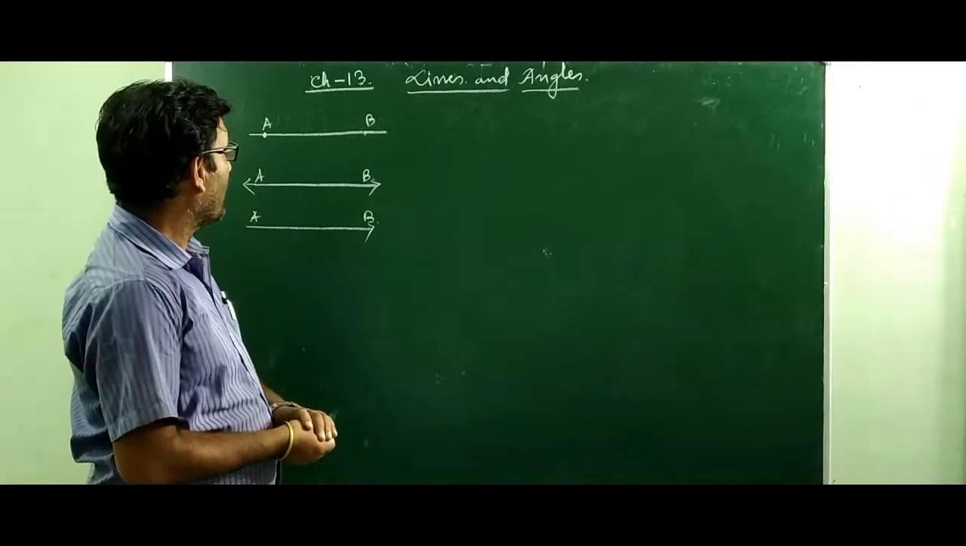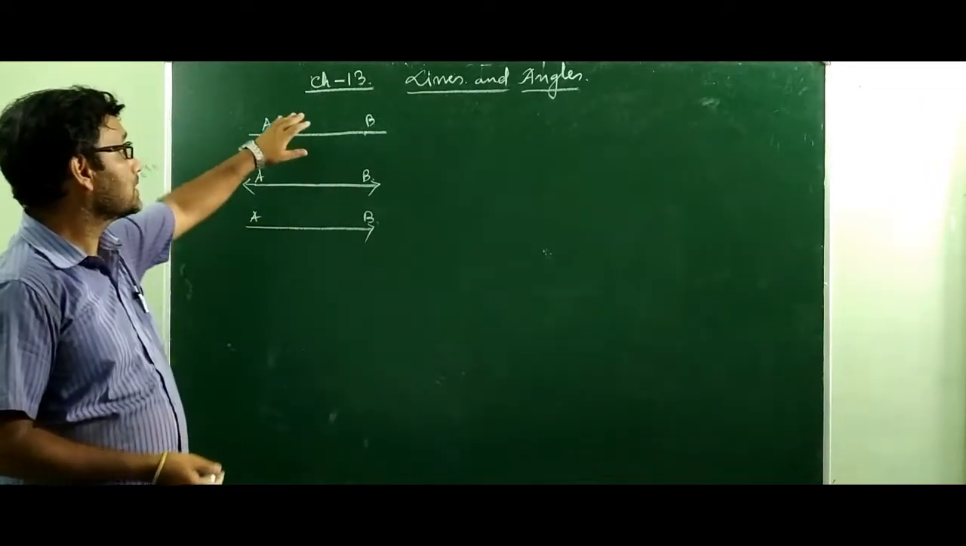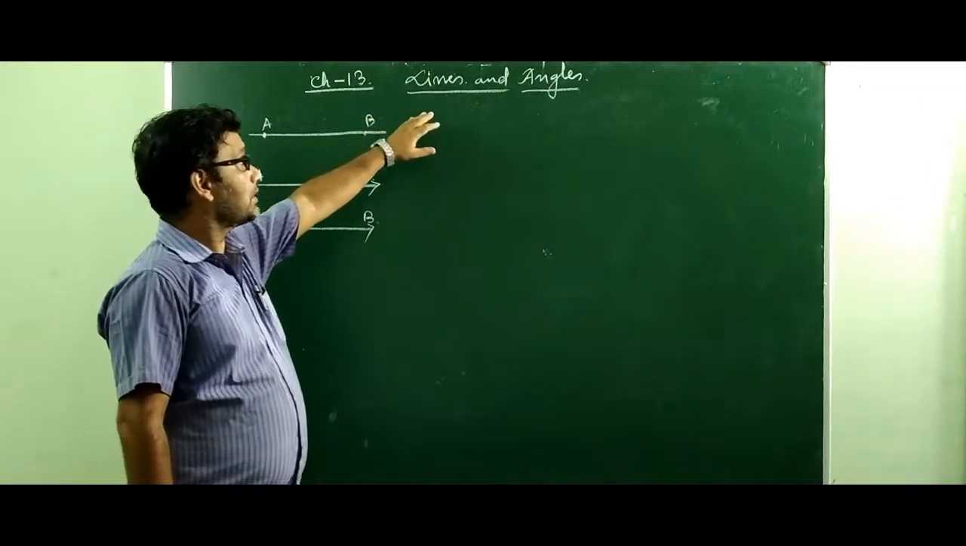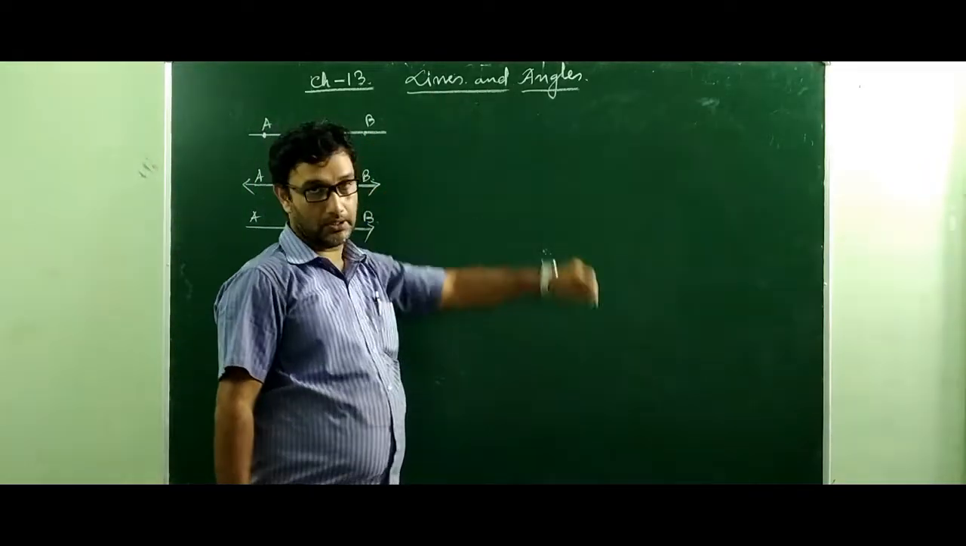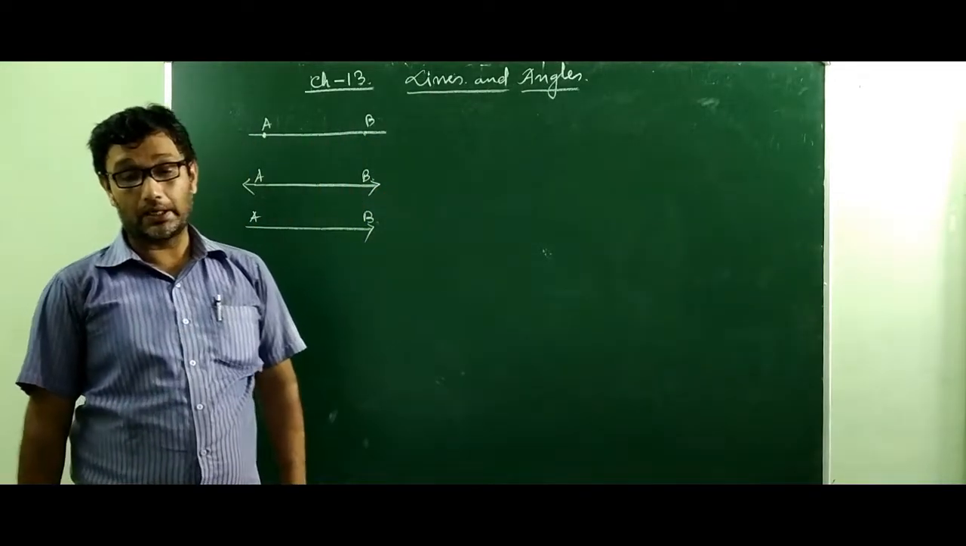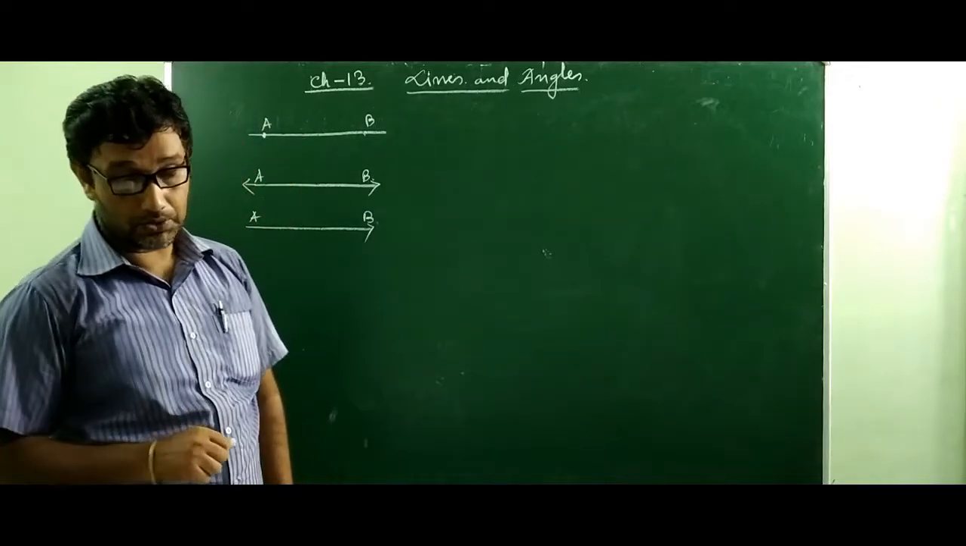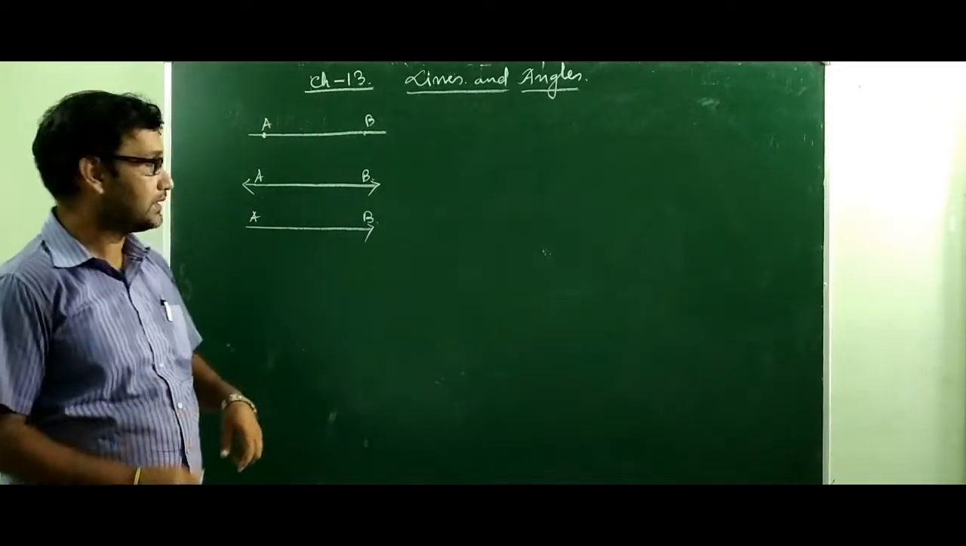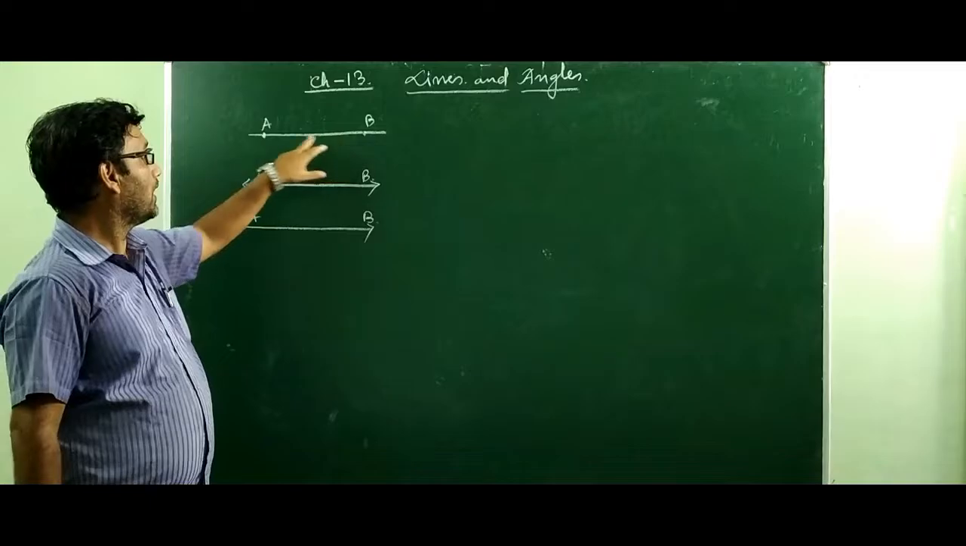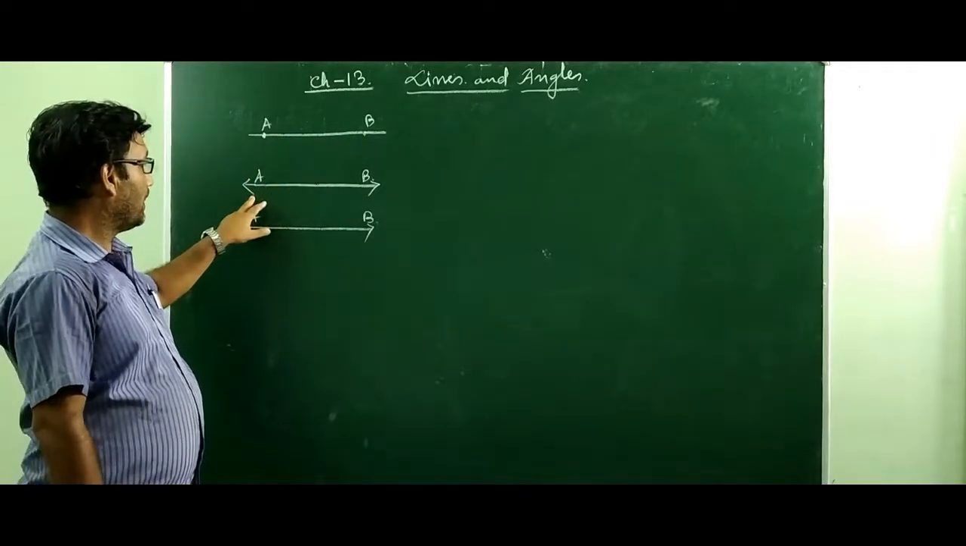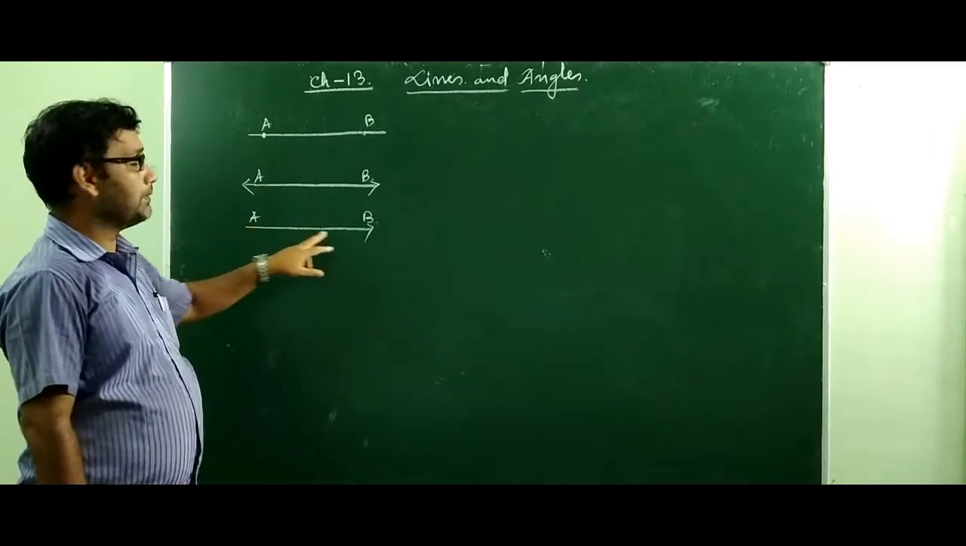Now I'm going to teach lesson number 13, and the chapter name is lines and angles. In this chapter you will get three types of lines. Here you see I have drawn AB, here AB, here AB.